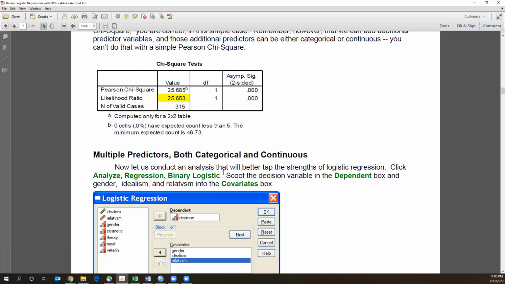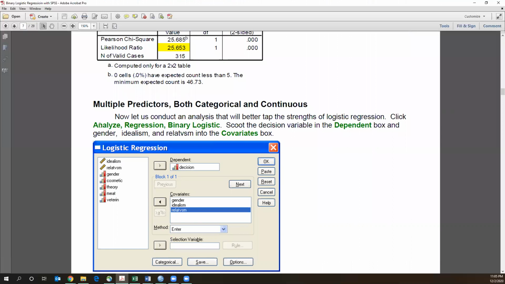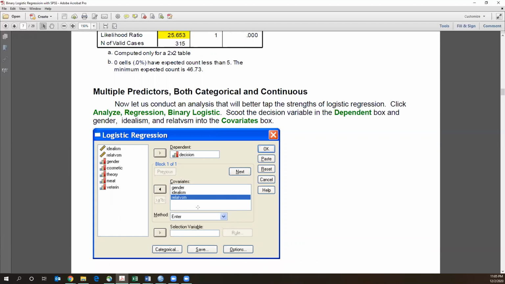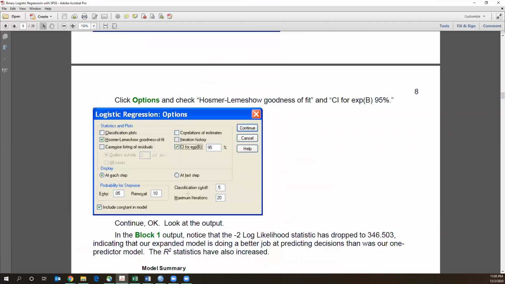Let's add in multiple predictors. So in this particular one, we're now going to add multiple predictors. We're going to have our decision still be our dependent, and our covariates now are going to be gender and idealism or relativism. So what they did in this research is they had the students who were deciding whether the research should continue or not also fill out kind of like a personality scale to see where they fell on the range of idealism and relativism. And so they have scores for that. And then we want to look at the Hosmer-Lemeshow goodness of fit and our confidence interval.